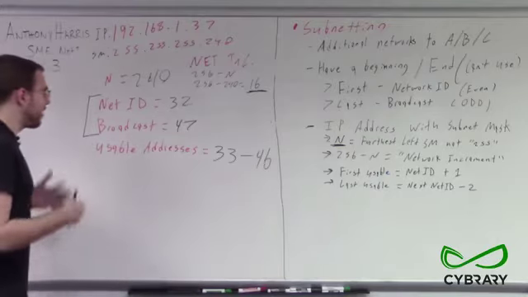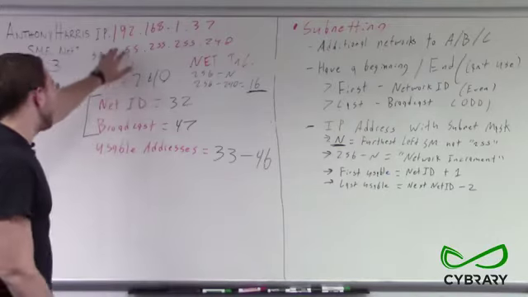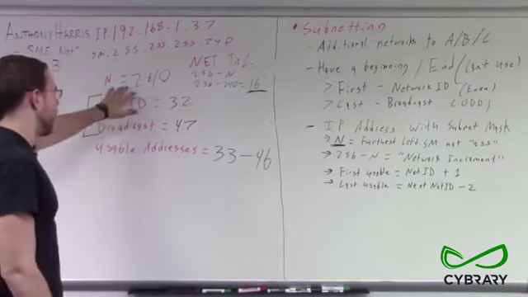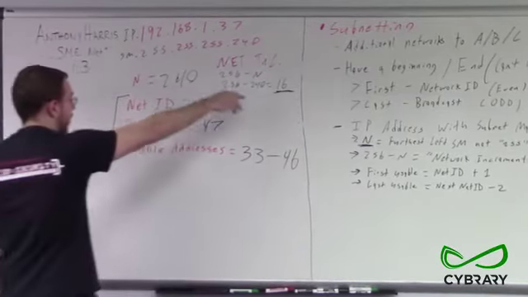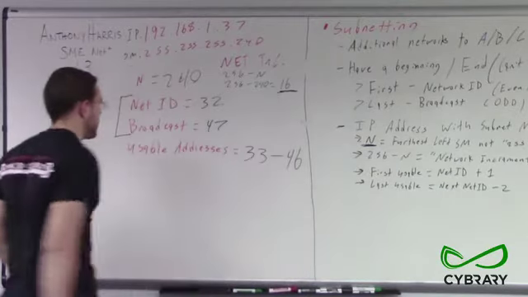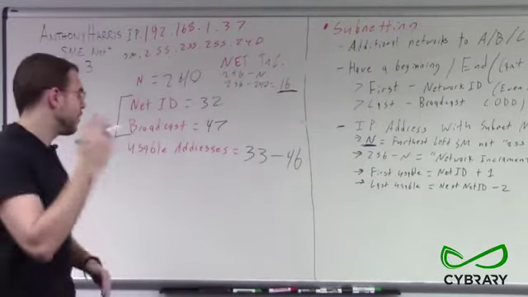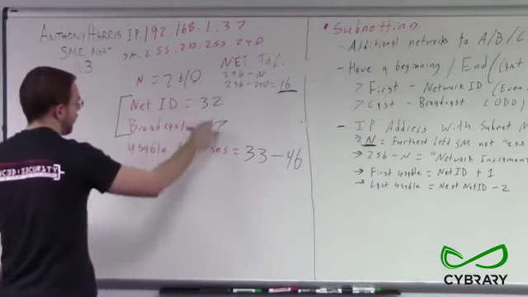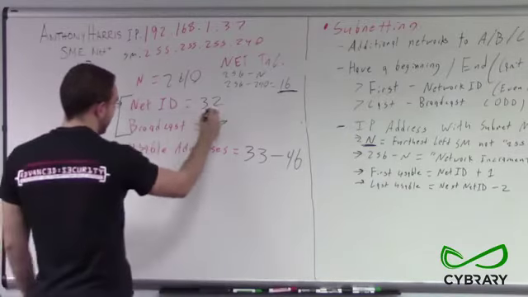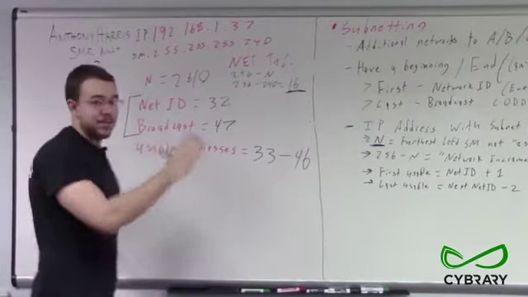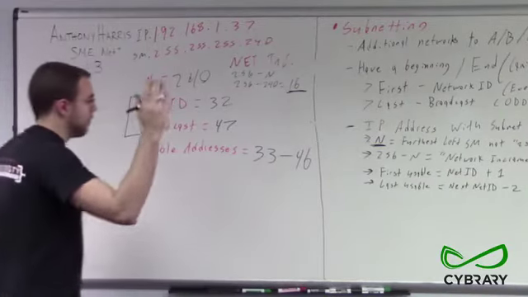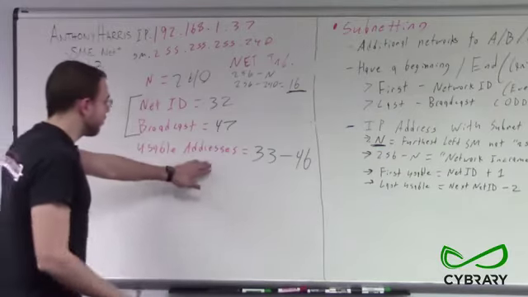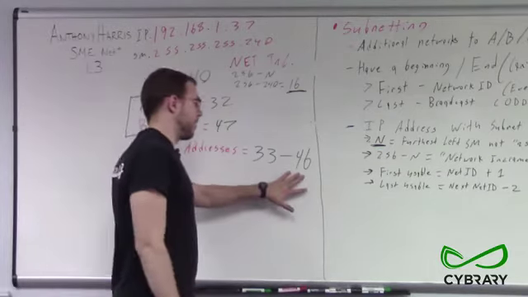So we've successfully identified which subnet this particular IP address is in by using our n rule and finding our network increment, which was 16. We incremented up 16, 32, 48. So it's in between our 32 and 48. Our network ID is 32. Our broadcast ID is the next network ID minus 1. So broadcast ID is 47. And our usable addresses are 33 through 46.